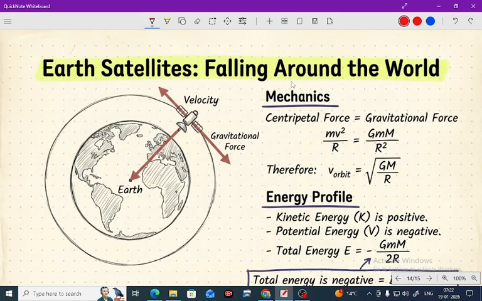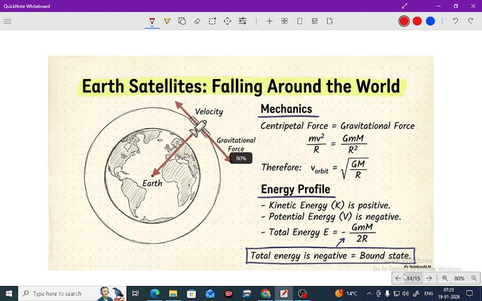Earth satellites, falling around the world. This is velocity, and this is gravitational force. Mechanics: centripetal force equal to gravitational force. So centripetal force mv squared by r is equal to capital G small m capital M by r squared. Therefore, velocity of orbit is equal to root over GM by r. Energy profile: kinetic energy is positive, potential energy is negative. So total energy is equal to minus G small m capital M by 2r. Total energy is negative, a bound state.